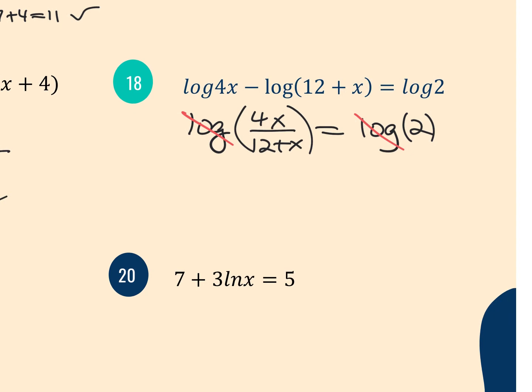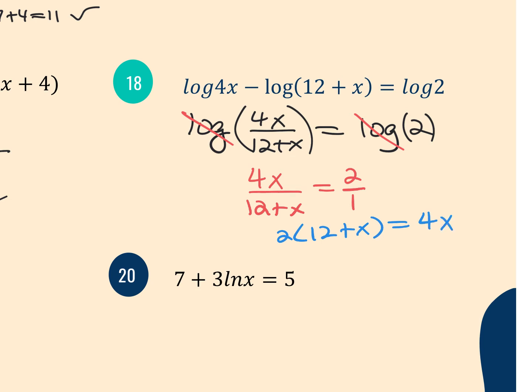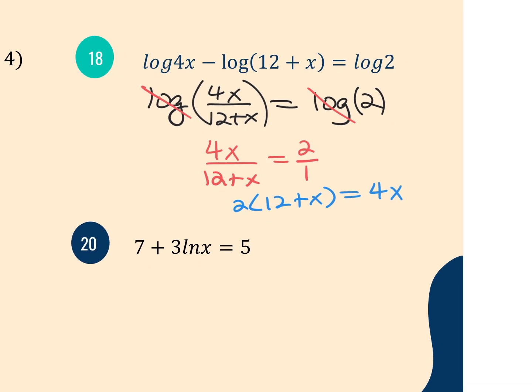So then now what I'm going to do is solve what remains. 4x over 12 plus x equals 2. Again, I could solve it as a proportion by adding a 1. So I'll do the cross products. I'm going to multiply 2 times the 12 plus x, set that equal to the 4x times 1. I need to distribute.